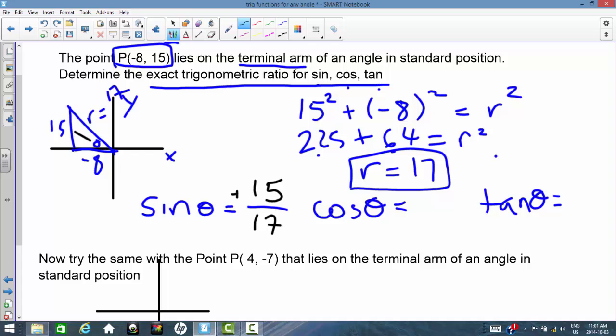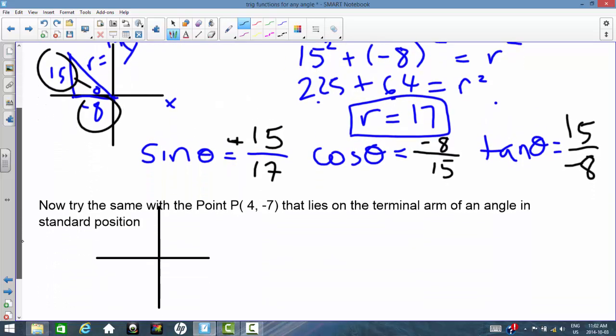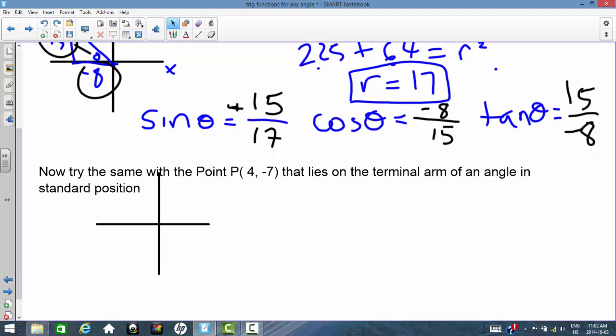Yes, so this is positive. Now, cos is going to be adjacent, which is negative 8 over 15. And the tan is opposite over adjacent, so it's 15 over negative 8. And that's it. That's all you have to write for the exact values. So if you could try the second one on your own and then check your answers with what I've done.